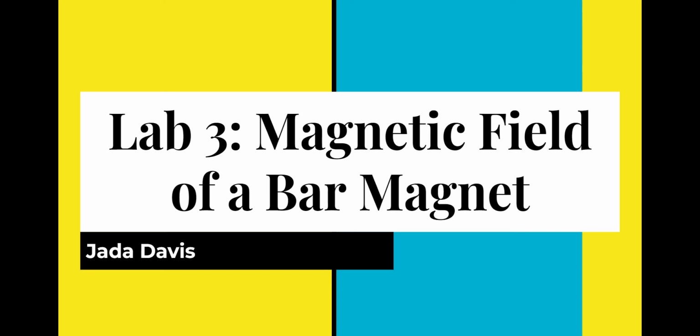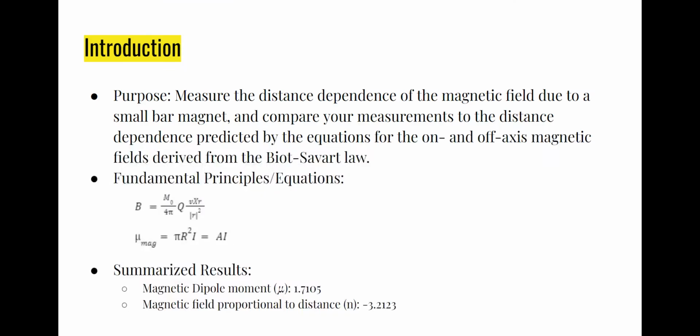This is Lab 3, Magnetic Field of a Bar Magnet. The purpose of this lab was to measure the distance dependence of the magnetic field due to a small bar magnet and compare your measurements to the distance dependence predicted by the equations for the on and off axis magnetic fields derived from the Biot-Savart law.